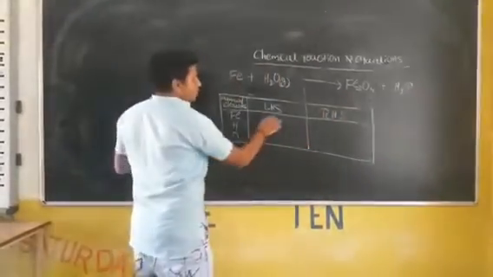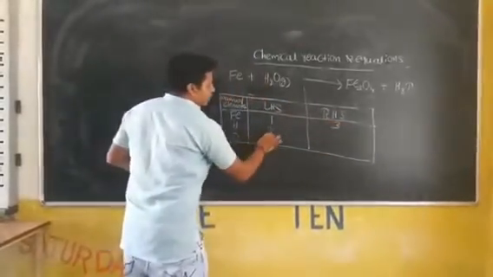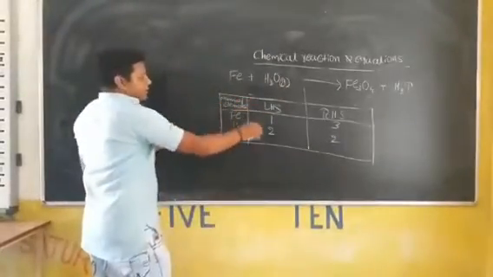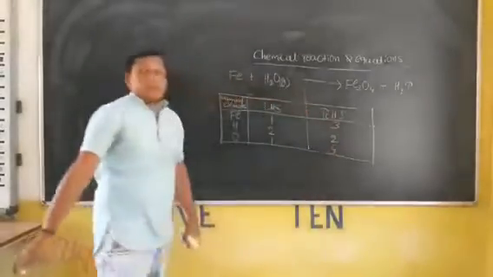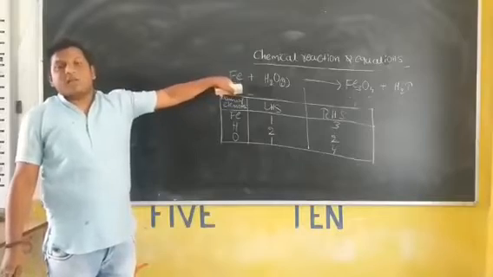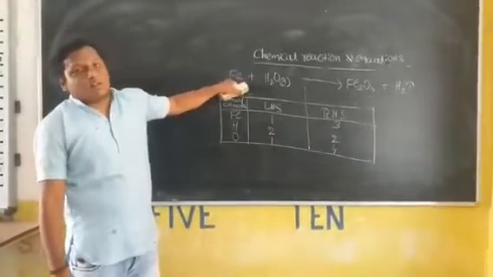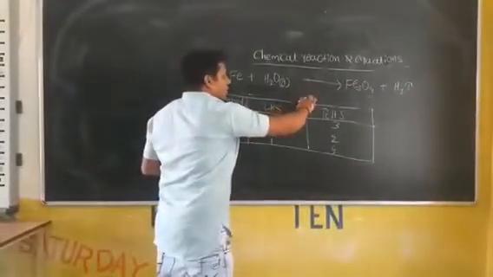Here it is 1, here it is 3. Here hydrogen is 2, but here also it is 2. And oxygen, here it is 1 and here it is 4. Is the chemical equation balanced now? No, it is an unbalanced chemical equation because it does not obey the law of conservation of mass. Then by using some numbers you should balance.